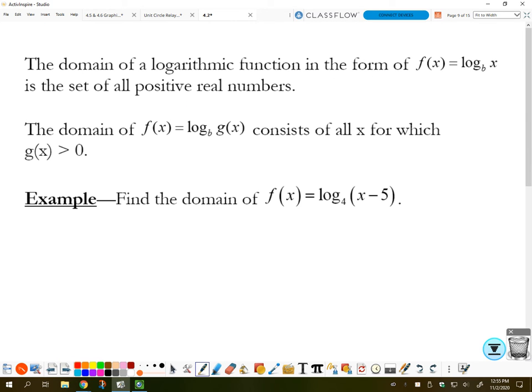Okay, so the next thing is, can you just find the domain? It doesn't ask you to graph, it just wants you to find the domain. So this is a positive function, so we know that the graph is going to look something like this. And we know that the asymptote is going to move to 5. So our domain is 5 to infinity, with a parenthesis, because 5 is the asymptote. We're going to get really close to it, but never actually be it.